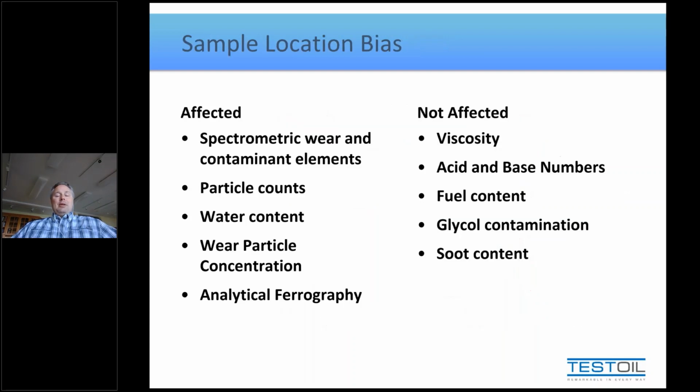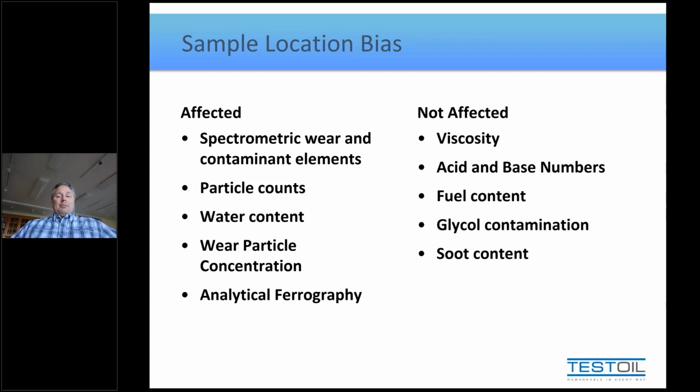Now, some of the criteria that we need to consider as well is, are we even going to get the information? So generally speaking, if the test that you're looking to have the data from is related to wear or contamination, it will be affected by sample point location. So any of the particle counting, water content, things like this, definitely will be affected by where the sample is pulled. But if the data you're most interested in has to do with the physical or chemical properties of the fluid, like viscosities and acid number or base number, then it really doesn't matter where you take the sample, that data will be unaffected by its location.